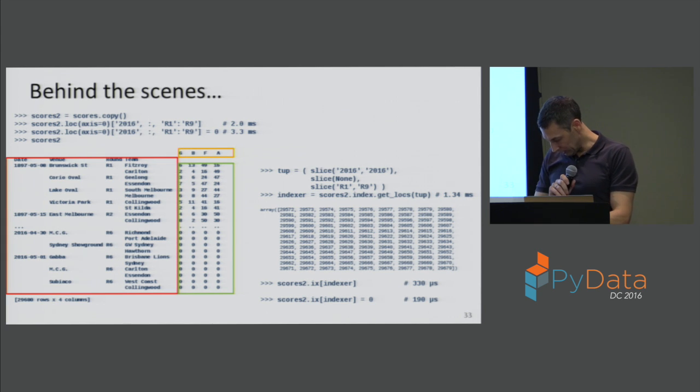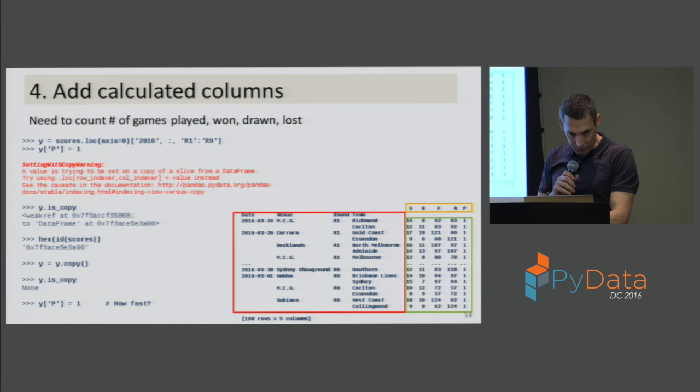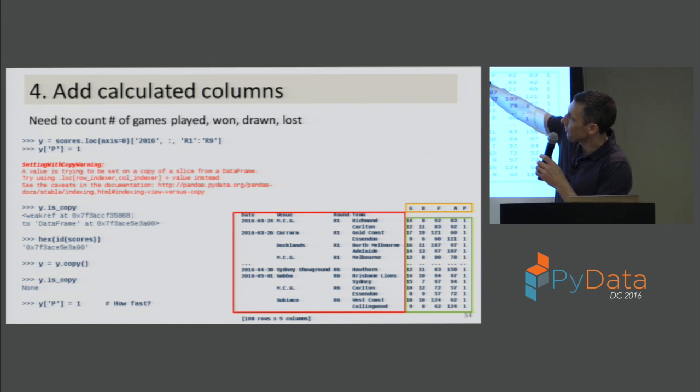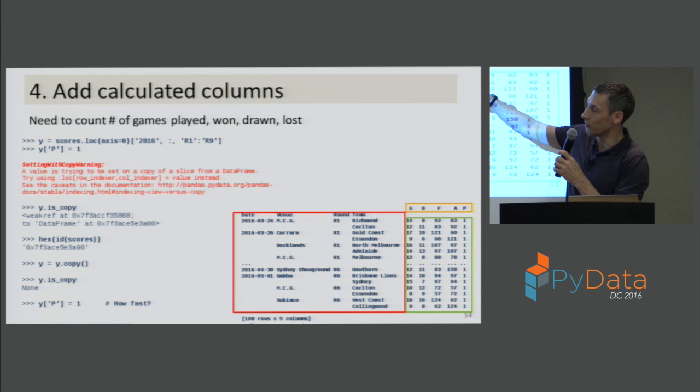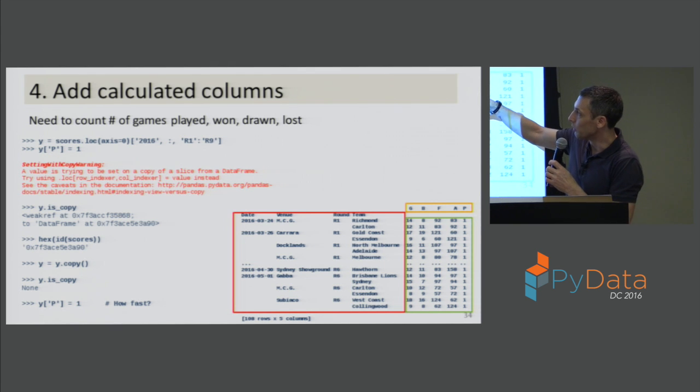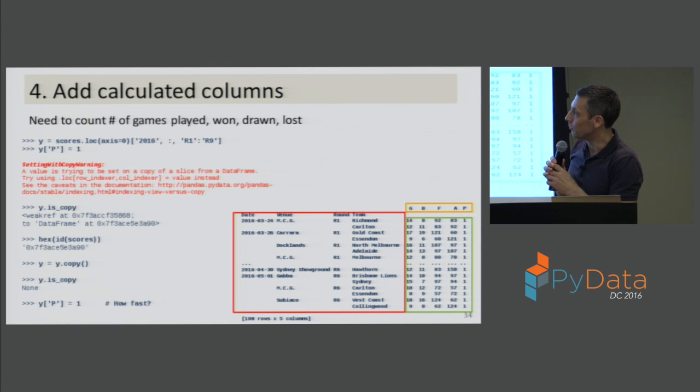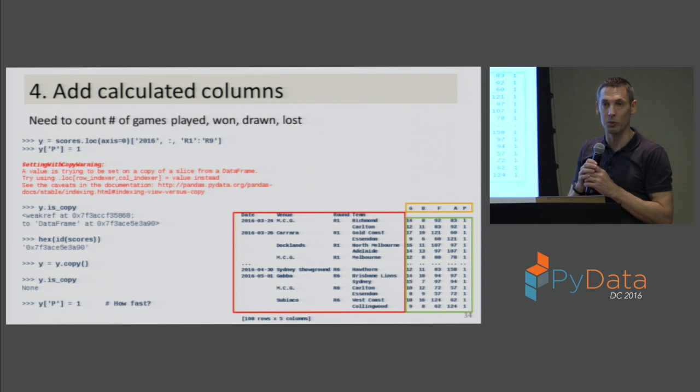Now, we'll actually move on a bit. I'll just skip over here. Okay, so the next thing we want to do is add some calculated columns to our data frame. If we take this subset of the data frame and then just try and add a new column to it, we get a warning saying that we have a setting with copy warning.